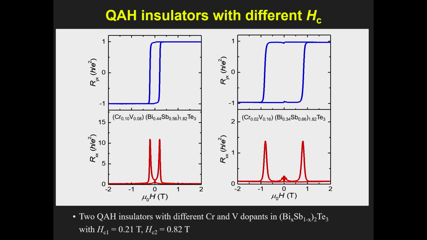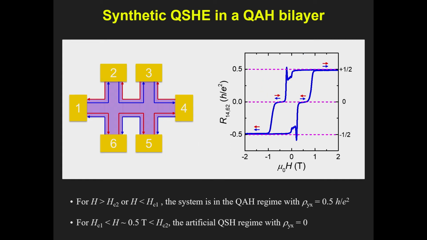So if we stack them together to form this bilayer, somewhere in the middle, around 0.5 Tesla, that will be the synthetic quantum spin Hall regime. So that's what we found experimentally. We formed this bilayer, cut it into a Hall bar geometry, and measured the Hall effect, applying current from 1 to 4, and measuring Hall voltage from 6 to 2. You can see in strong magnetic field, it's very simple. It's two copies of quantum anomalous Hall, which give you this half plateau.